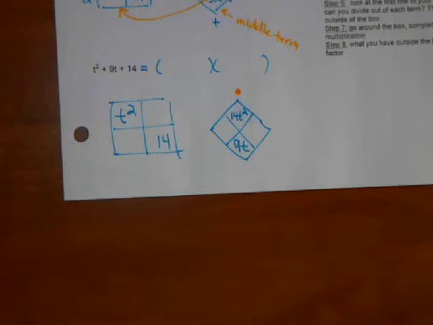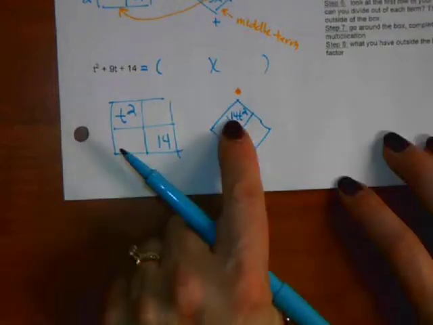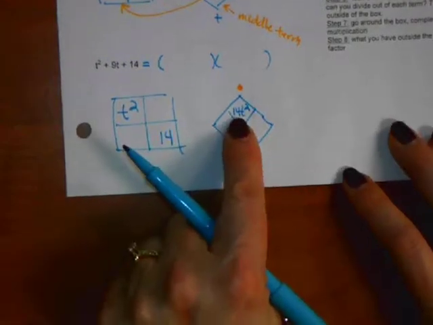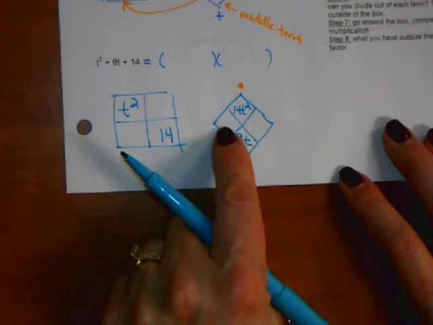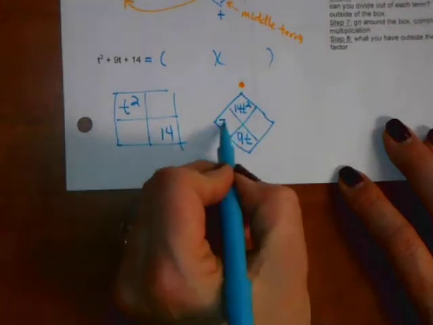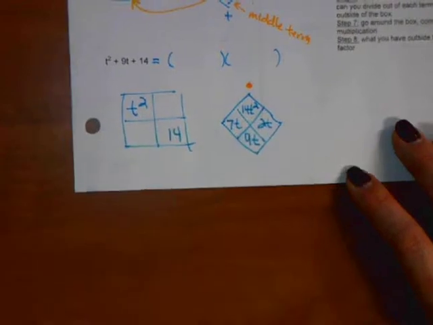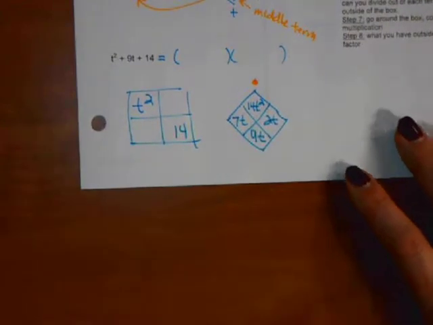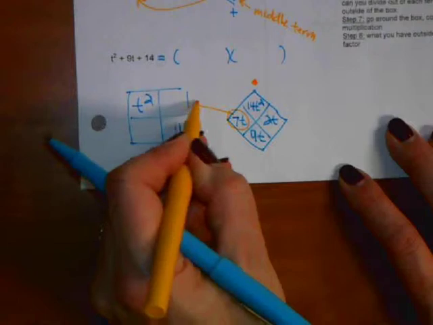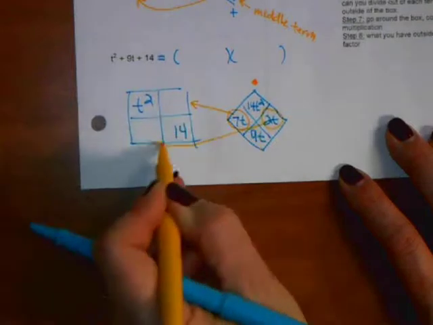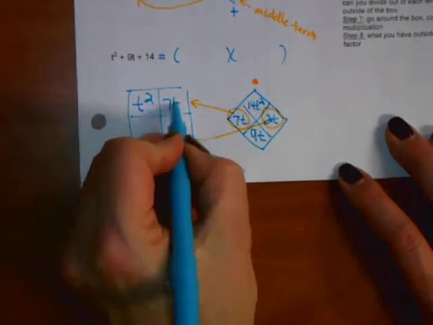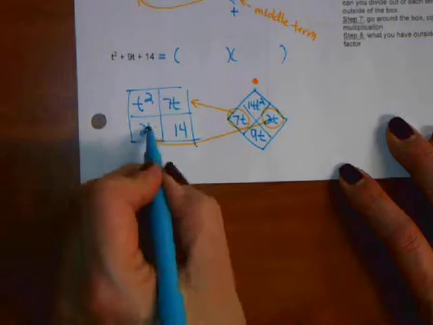This is where it gets kind of hard for people, because if you don't know your times tables, it's kind of a drag. But if you don't know them, you can just play on the calculator until you find the right ones. Factors of 14. What are factors of 14? 7 and 2, right? 7 and 2 add to 9. So 7t, 2t. Then these go here and here. So 7t, 2t.